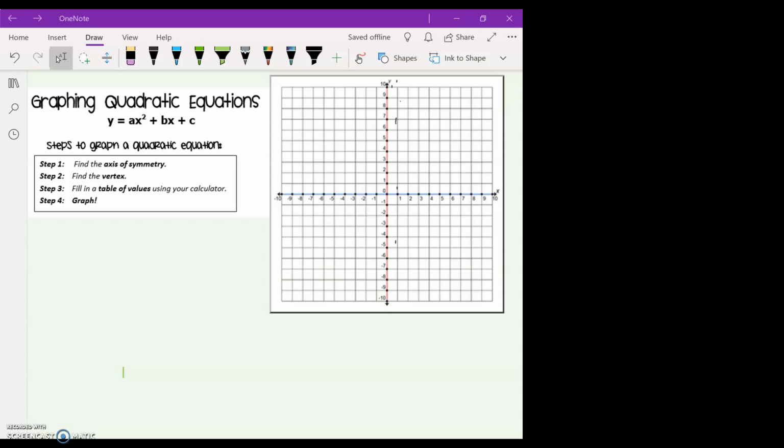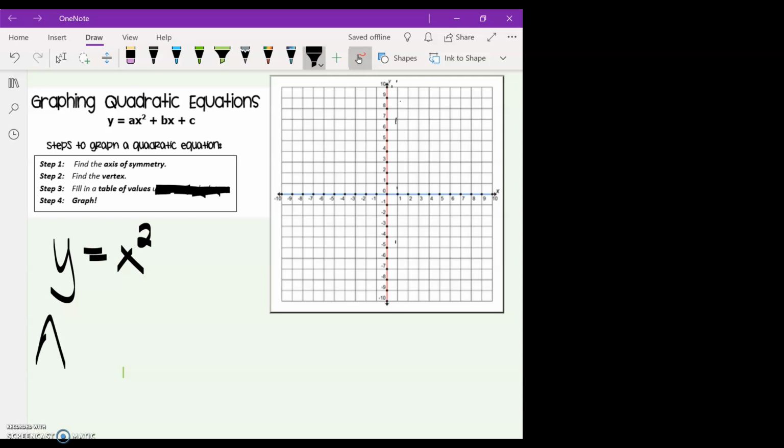We're going to start off with a very easy function. We're going to identify the axis of symmetry. We're going to identify the vertex. We're going to fill in a table of values. We are not going to use a calculator. And ultimately, we will be able to graph our quadratic equation. We're going to start off with a very simple function, y equals x squared.